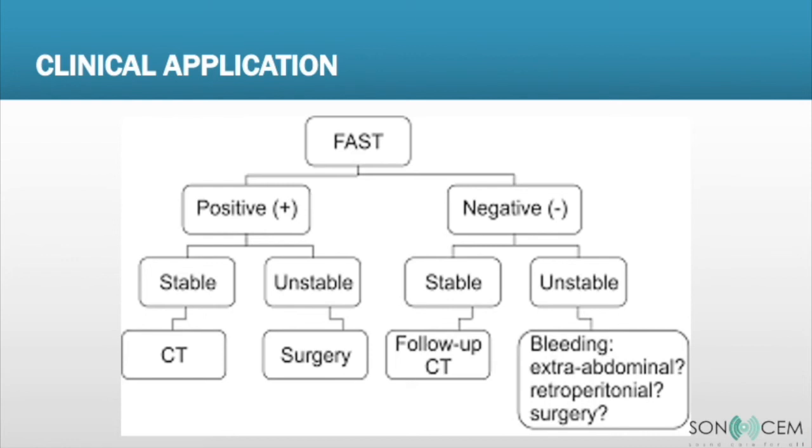If patient is unstable and the PoCUS is negative, we have to look for another cause of hypotension. Is there any extra-abdominal injury? Is there any retroperitoneal injury? But if the patient is stable, we still can buy time and send patient for CT scan for further investigation.